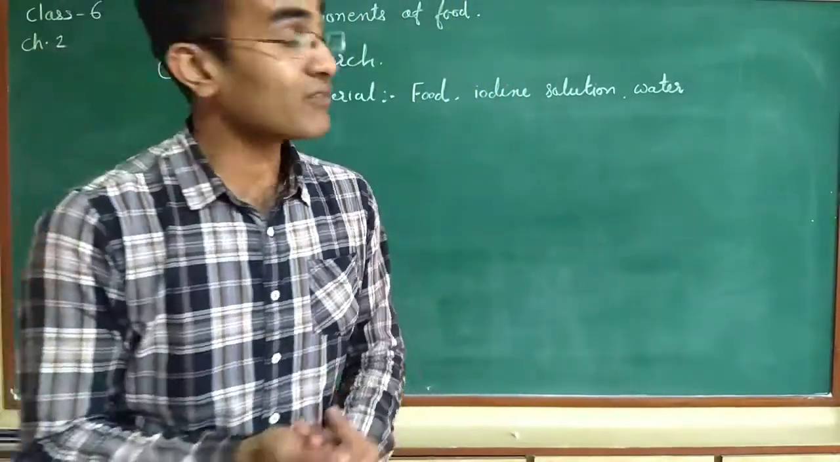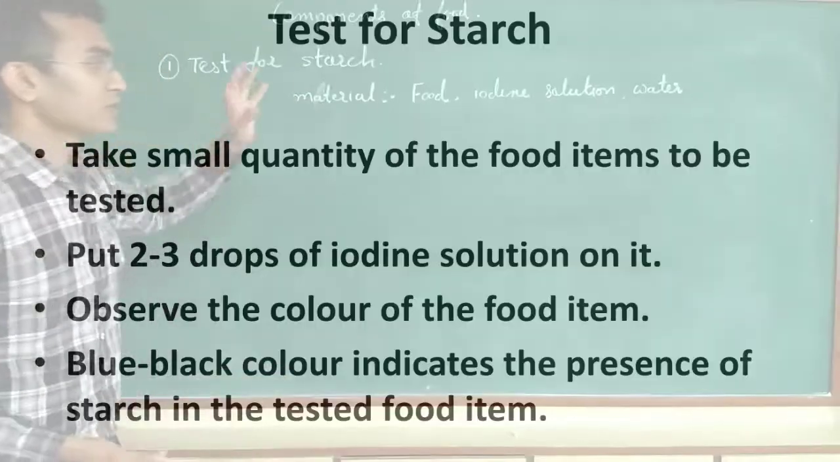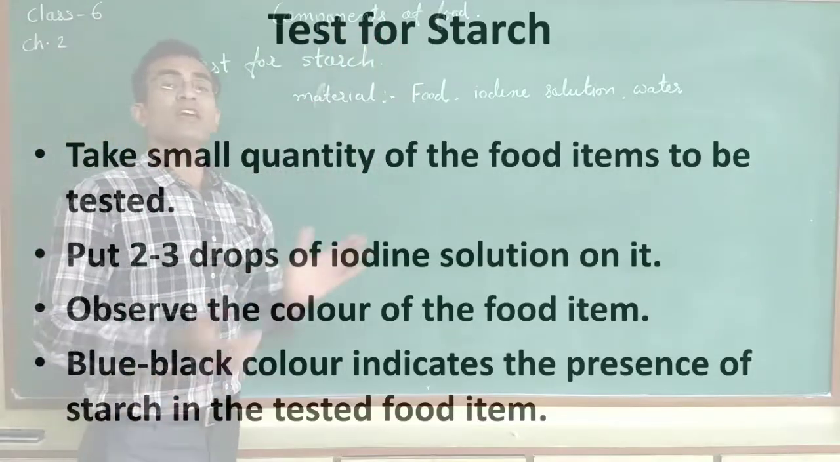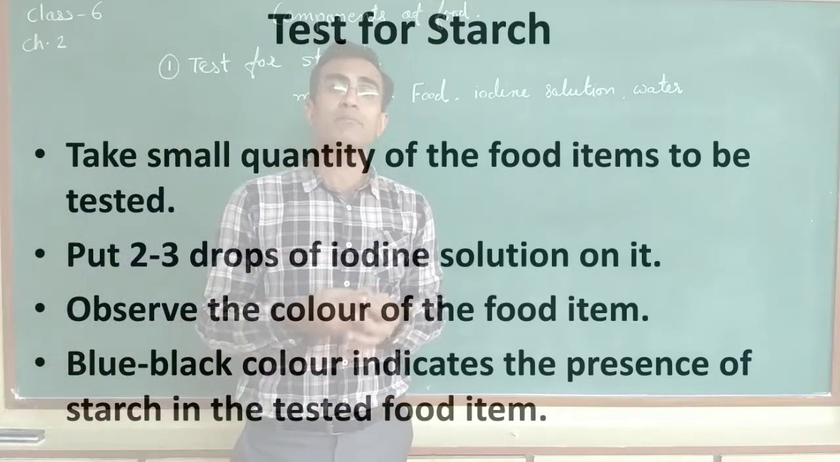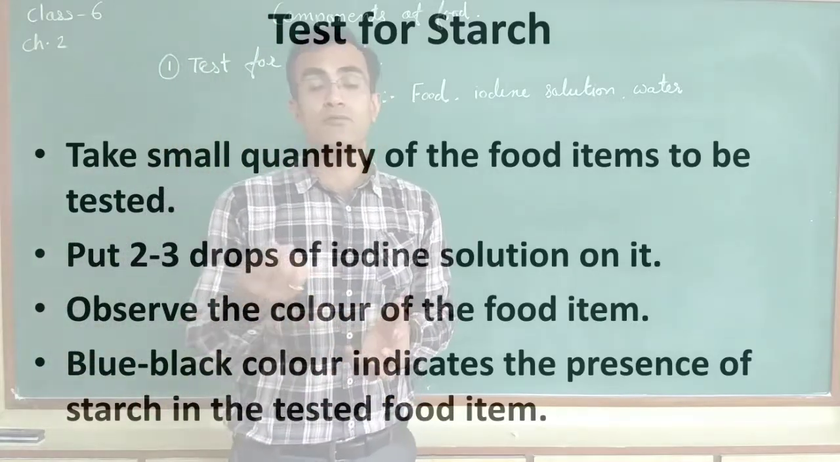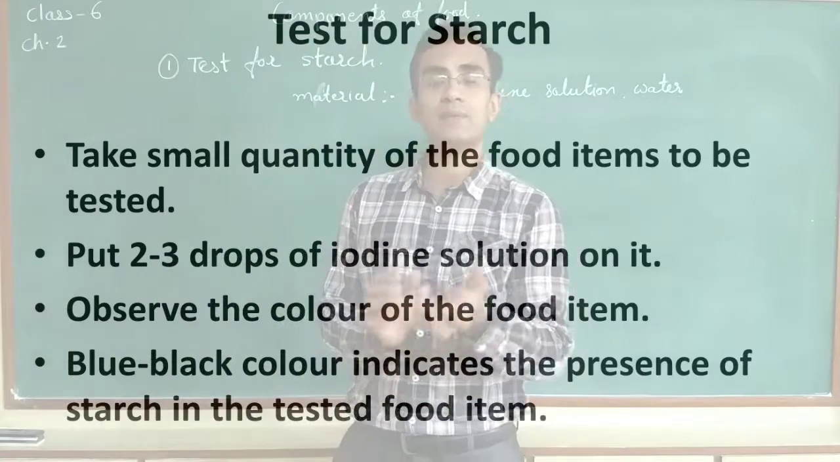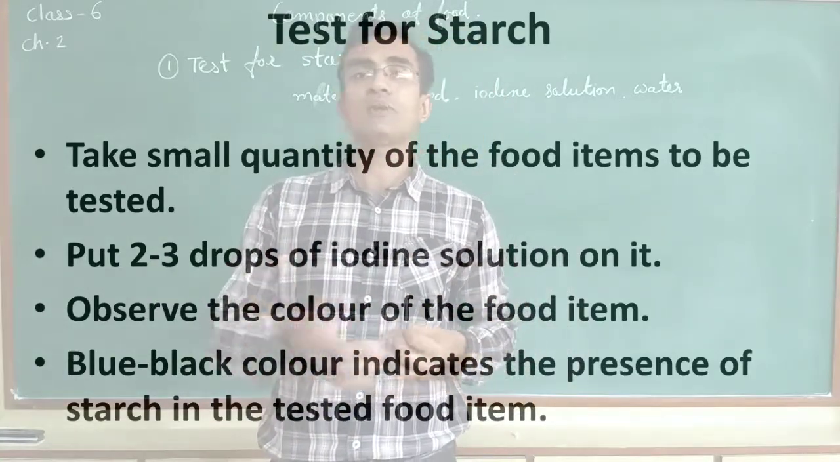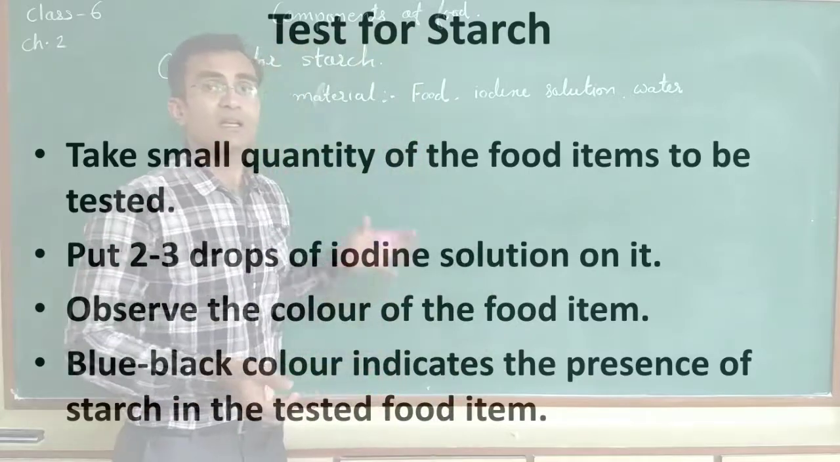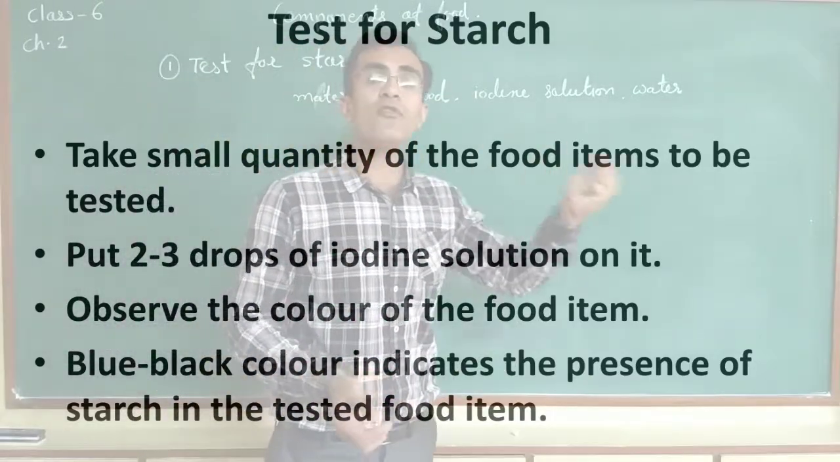So what will happen over here? During this test, what we have done is taken different samples in the test tubes, then mixed them with water. If the food is hard, like potato, we can directly check it. If it is a powdery material, we need to mix it with water. Then we added a drop of iodine.